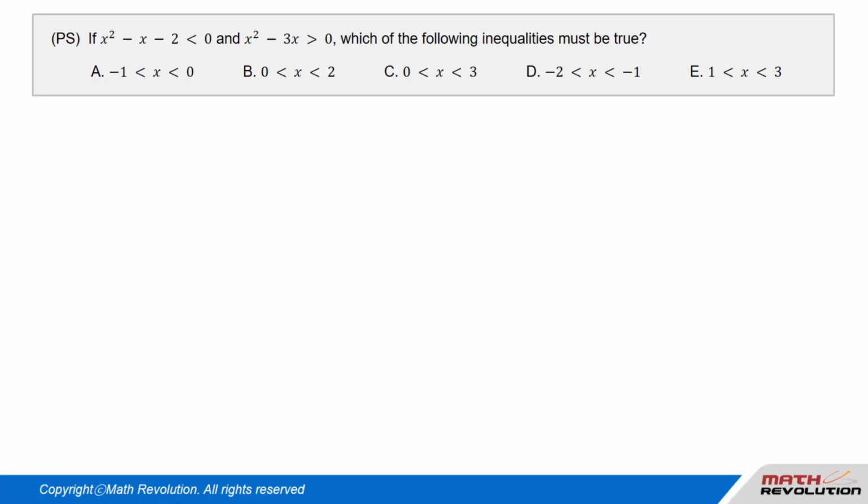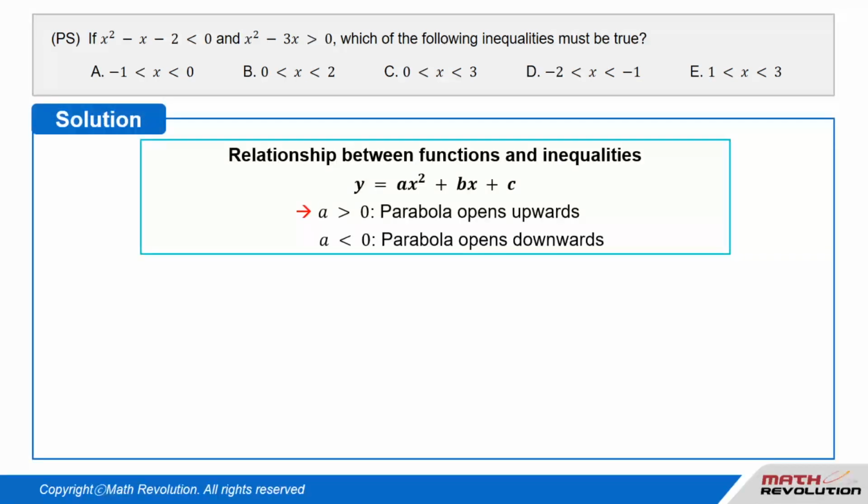Question. PS. If x squared minus x minus 2 is smaller than 0, and x squared minus 3 times x is greater than 0, which of the following inequalities must be true? Solution. Relationship between functions and inequalities.